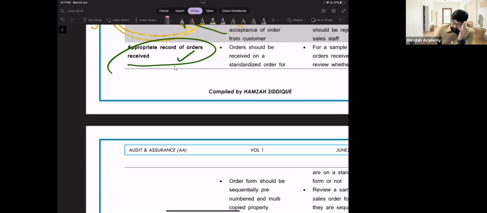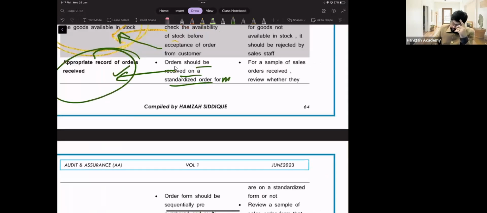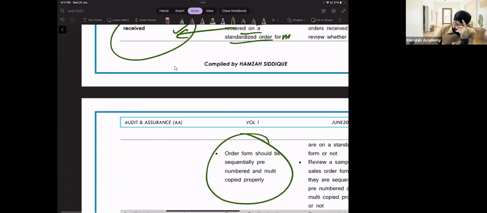Now, how to achieve it? Orders should be obtained on a standardized order form. An order should be sequentially pre-numbered so that if any is misplaced, it is identified.